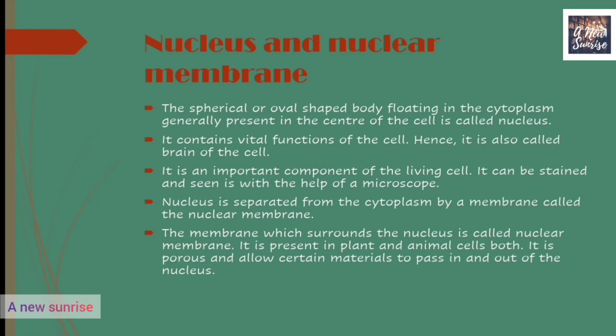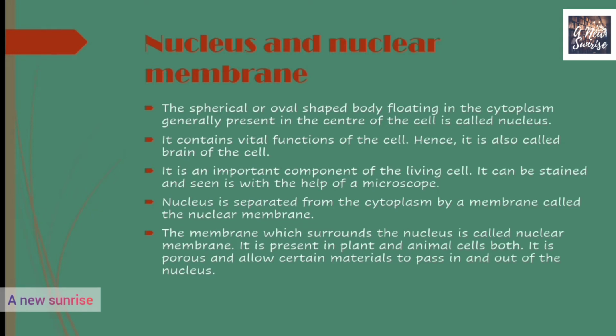It contains vital functions of the cell. Hence, it is also called the brain of the cell. It is an important component of the living cell. It can be stained and seen with the help of a microscope. Nucleus is separated from the cytoplasm by a membrane called nuclear membrane. Nuclear membrane is also known as nuclear envelope. Nucleus is separated from the cytoplasm by a membrane called the nuclear membrane.